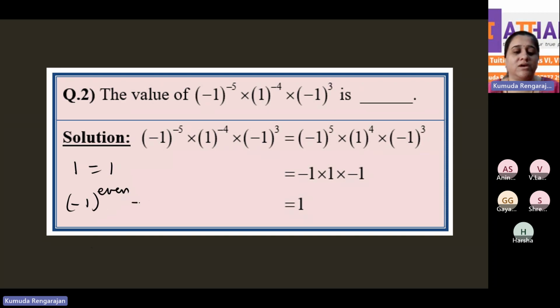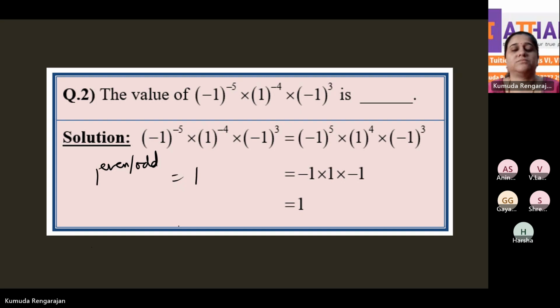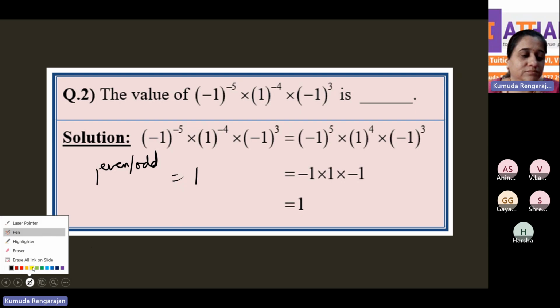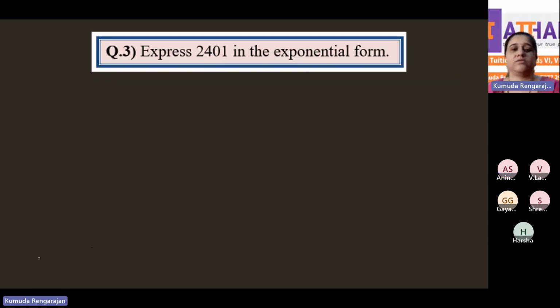-1 raised to an even power is +1. -1 raised to an odd power is -1. Only when it is negative, -1 to an odd power is -1. But -1 to an even power is +1. When 1 is raised to an even or odd power, it's always 1. It's 1 only, no? Then from where will we get the minus sign? Right. Yes, ma'am, understood. Very good.